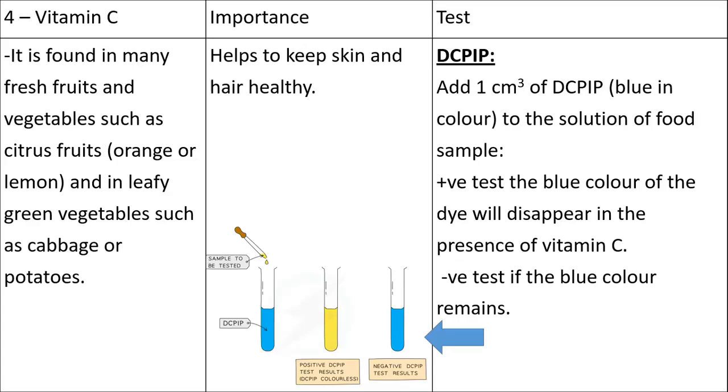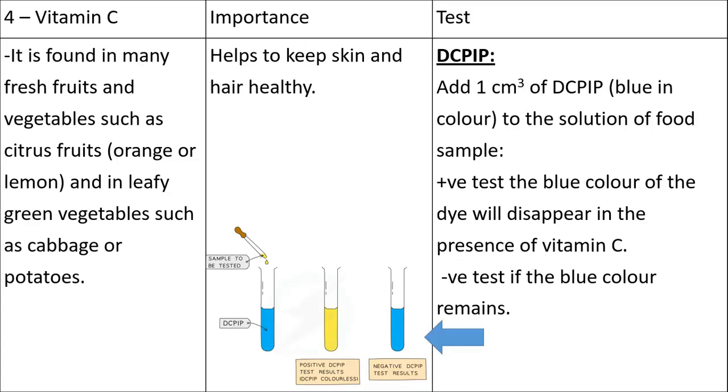What's the importance of vitamin C in our bodies? It helps to keep our skin and hair healthy. And we will learn more about the importance of vitamins and minerals in later topics. So how do we test for the presence of vitamin C? We use a test called DCPIP. We add the DCPIP, which is blue in color, to the food sample, and if it's positive, the blue color will disappear in the presence of vitamin C.